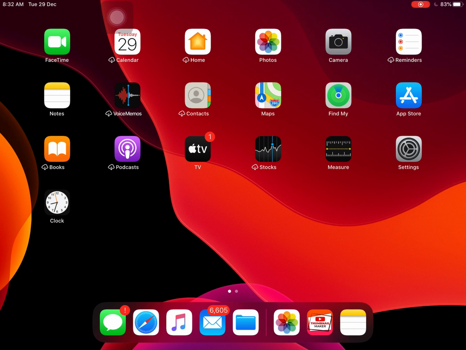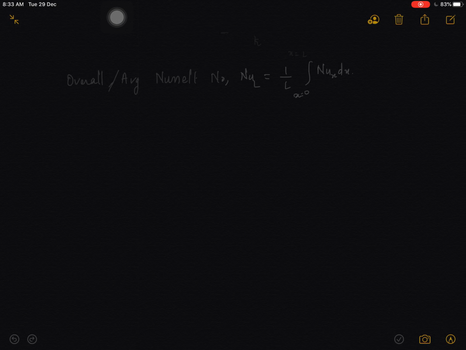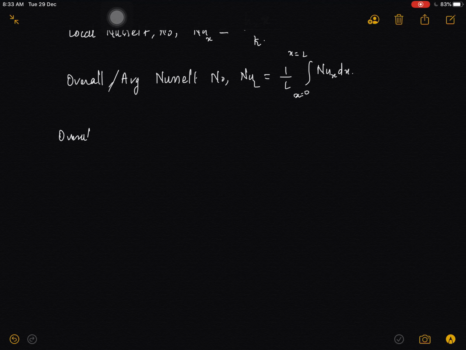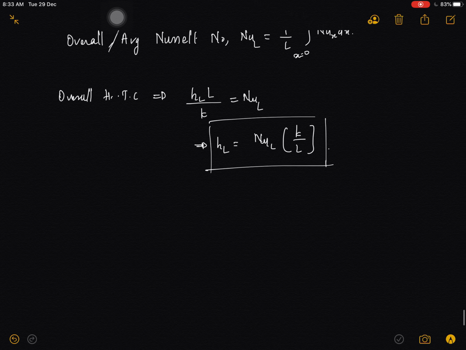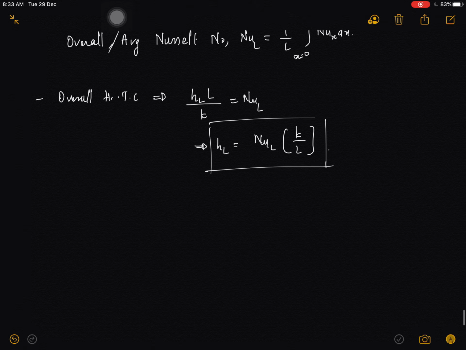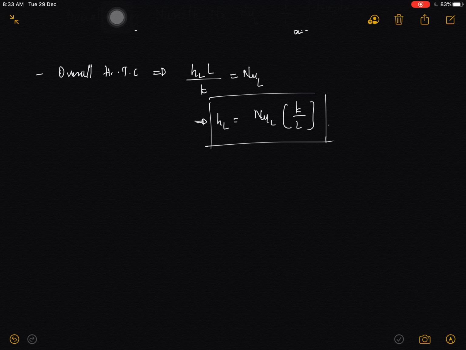And overall heat transfer coefficient, therefore, we can determine, or the average heat transfer coefficient, as HL by K into L will be equal to this number into L. And from this equation we can find HL is equal to NuL into K by L. So using this equation we can determine the value of average or the overall heat transfer coefficient. Okay, so that's about the Nusselt number for external flow.